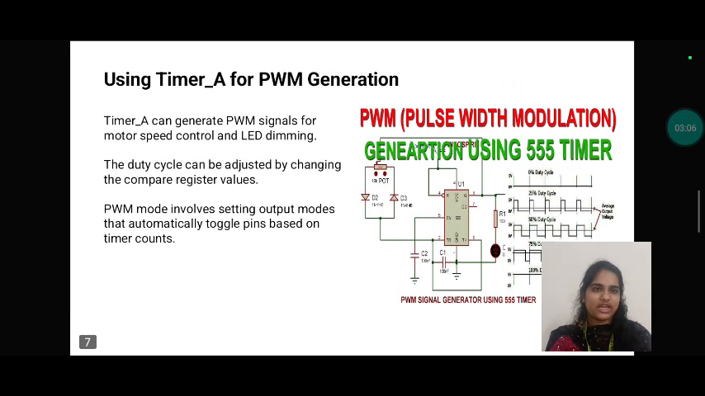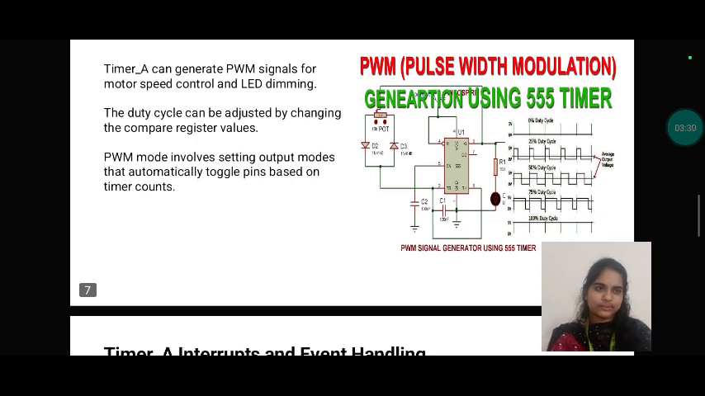Using Timer A as a PWM generator. Pulse width modulation: Timer A can generate PWM signals for motor speed control and LED dimming. The duty cycle can be adjusted by changing the compare register values. PWM mode involves setting different output modes that automatically toggle pins based on the timer count.